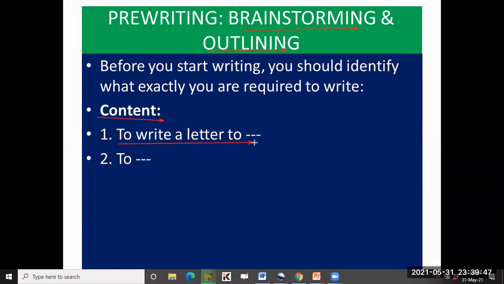So the first thing you identify is the type of letter you are going to write, because that will affect the content. It will also affect the addresses and so on. Then the second thing is what you are going to write. All right, what you are going to write. This is very important. And that brings us to the outlining, because when you think of what you are going to write, then you jot down the points. All right, that is really very important. Okay, so let's now go straight.